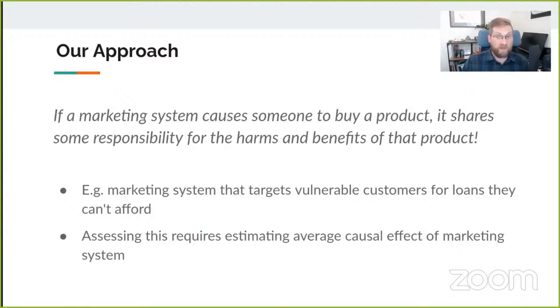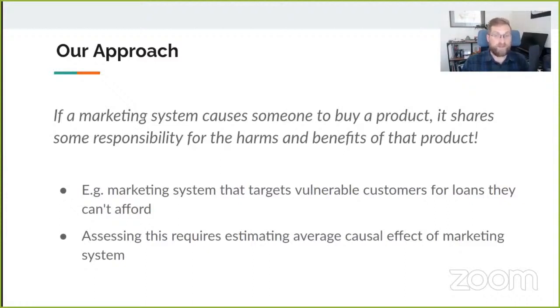Take, for example, a marketing system that is very effective at convincing customers in a certain demographic to take on loans they can't afford, and those people default at a much higher rate than walk-in customers who have taken on the same product. So this idea argues that a share of the responsibility for the harms caused by those defaults is shouldered by the marketing system. And therefore, in this kind of analysis, we should examine those harms in an assessment of the marketing system.